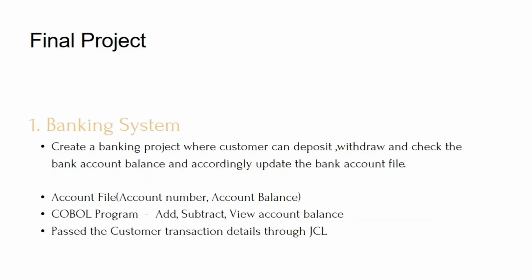So guys, we have created a banking system and we have 3 things here: the account file where we have the account number and account balance, and the COBOL program we have written to add, subtract and view the account balance. Also, we have passed the customer transaction details through the JCL. We also solved all the compile errors we got while writing this banking system. I hope guys you have understood how I wrote the COBOL program for this banking system.